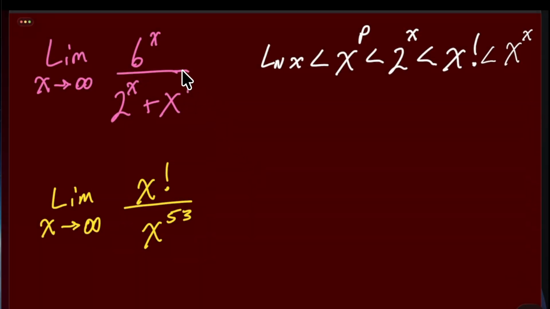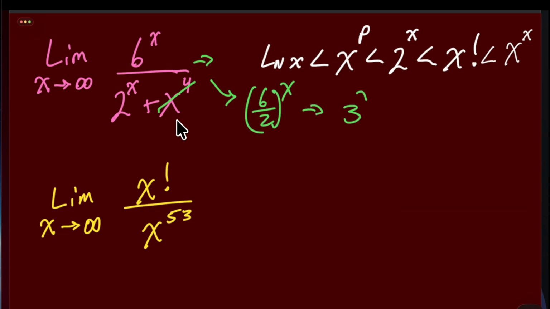Next, we have the limit of 6 to the x over 2 to the x plus x to the 4th. So in the denominator, the 2 to the x is going to dominate that polynomial. And we could do the reverse power rule here and do 6 over 2 raised to the x. That's 3 to the x, and that's going to go to infinity.